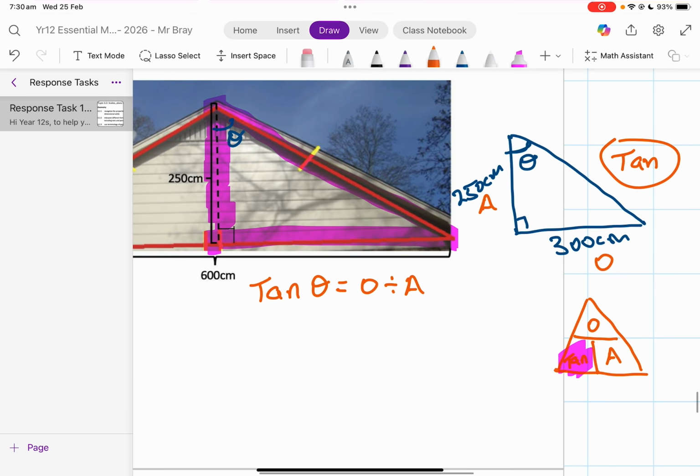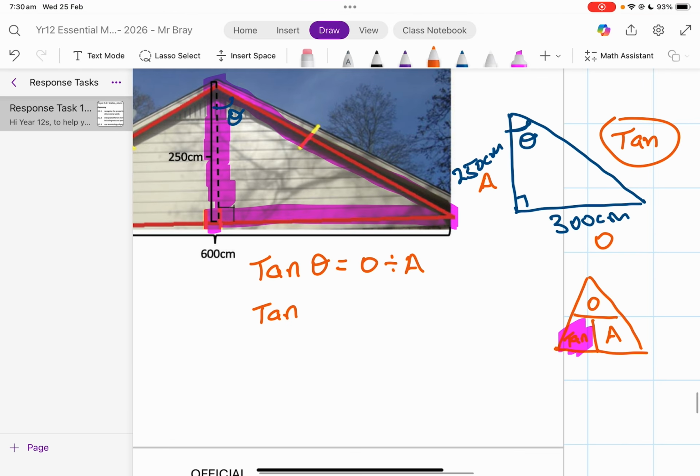And we'll leave the left-hand side for now, but on the right-hand side, I'm going to replace O with 300, A with 250, which you don't have to evaluate first, but I think it'll be nice and easy to process for some of us. So we're just going to evaluate that as 1.2, right? Doing the 300 divided by 250.